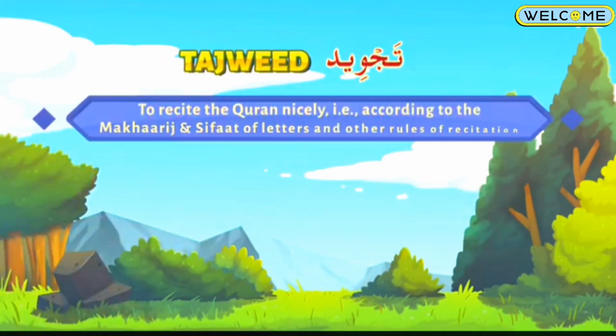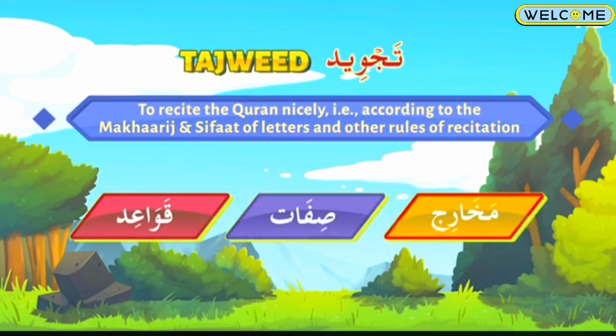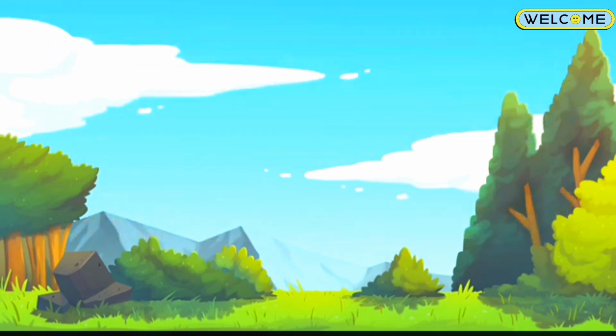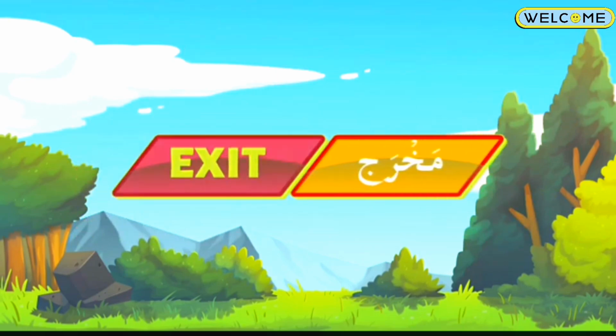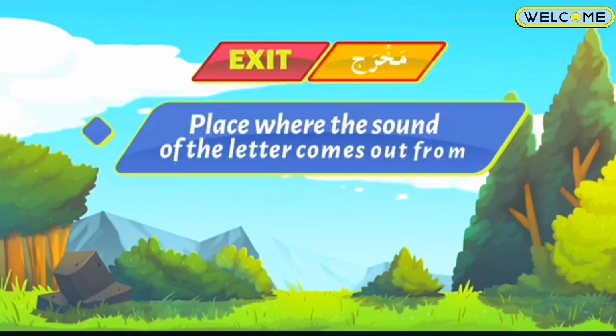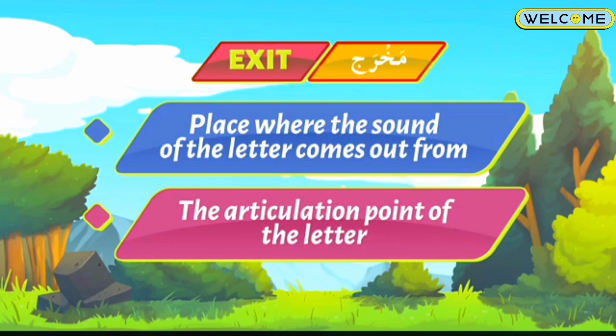What is tajweed? To recite the Quran nicely, that is, according to makharij and sifat of the letters and other rules of recitation, the qawaid. Let us take makharij. The word makharij means exit. But in tajweed, it means the place where the sound of the letter is exiting from or coming out from, or the articulation point of the letter.